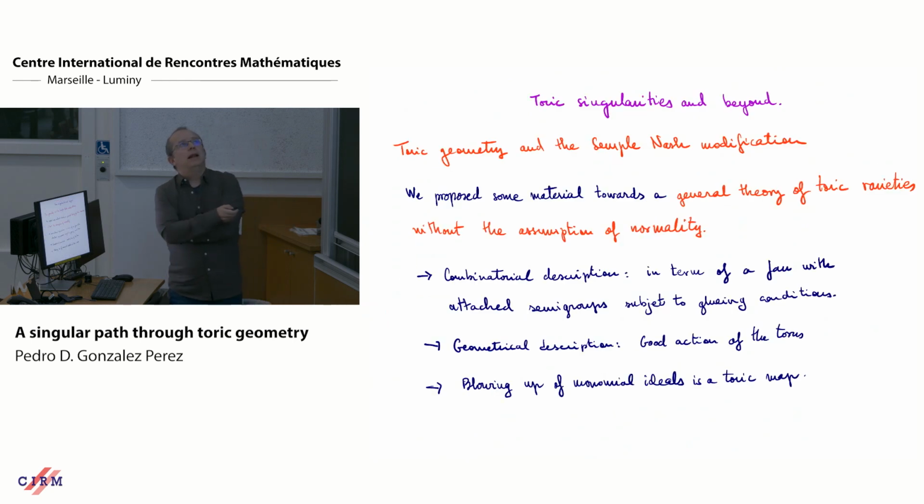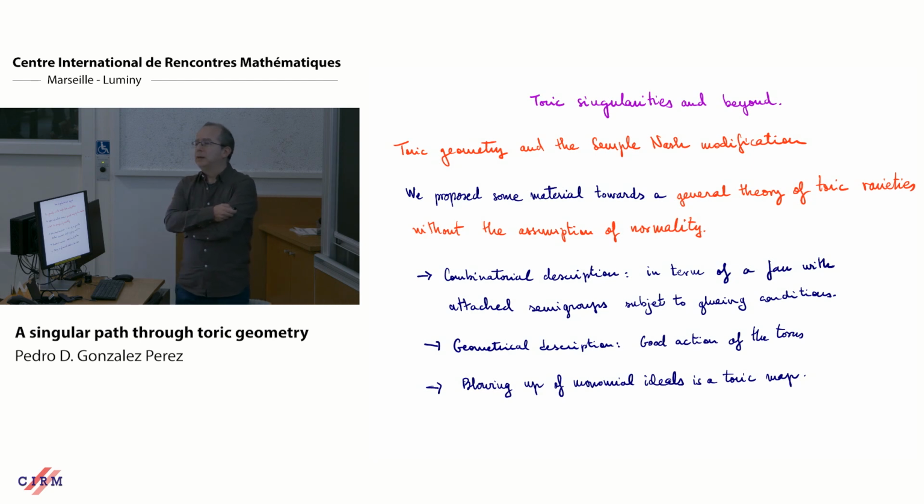Well, in the last part of the talk, I will speak about another subject. It is a paper which we did some years ago, called toric geometry and the semple Nash modification. In this paper, we propose some material towards a general theory of toric varieties without the assumption of normality.